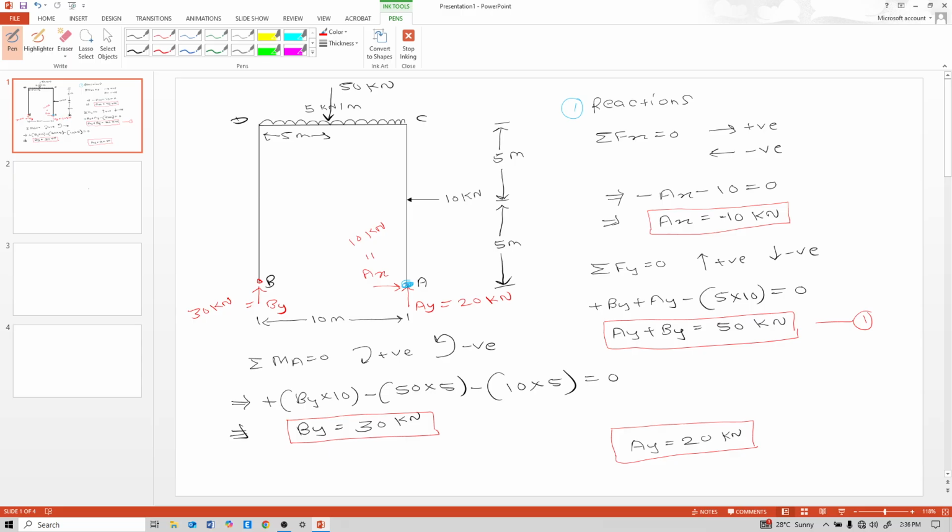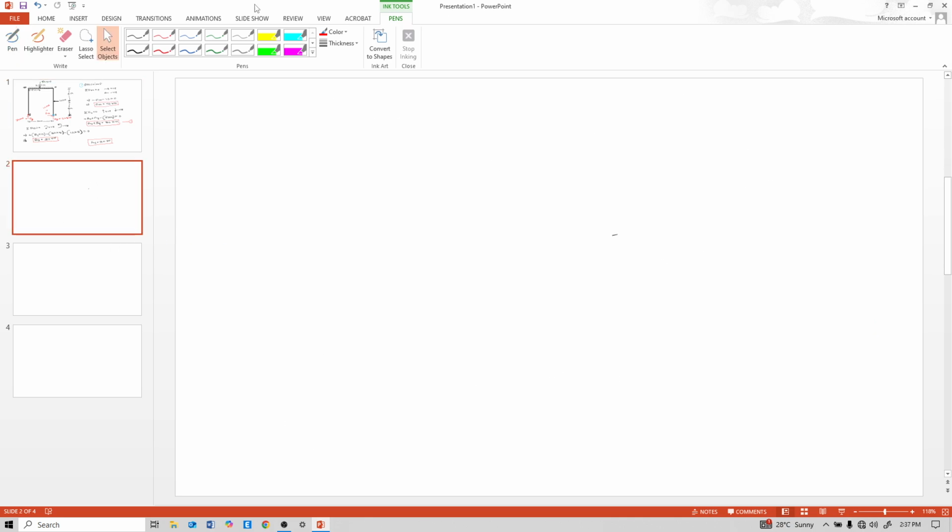So Ax 10 kilonewton, see this diagram and see Ax, Ay, By. Ax 10 kilonewton, Ay 20 kilonewton and By 30 kilonewton. Now calculate shear force.